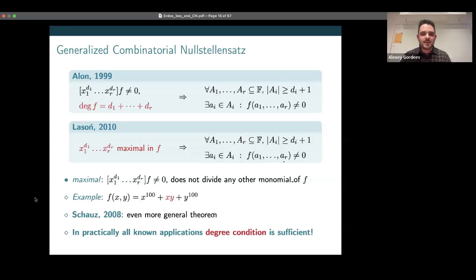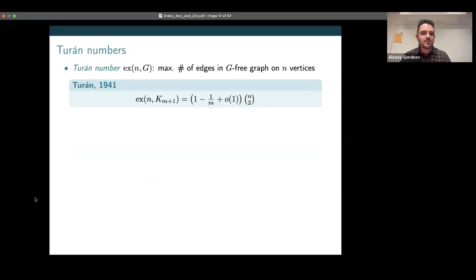Okay, so let's talk about Turán numbers. Suppose you have a graph G. Then the Turán number, also called the extremal number of G and n, is just the maximum number of edges which you can have in a graph on n vertices such that it is G-free. G-free means that it doesn't contain G as a subgraph, so there are no subgraphs isomorphic to G.